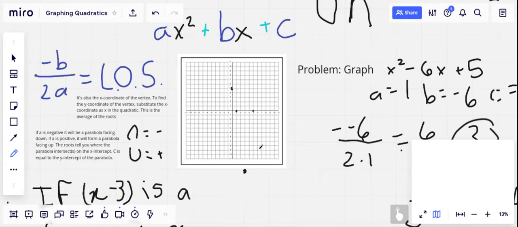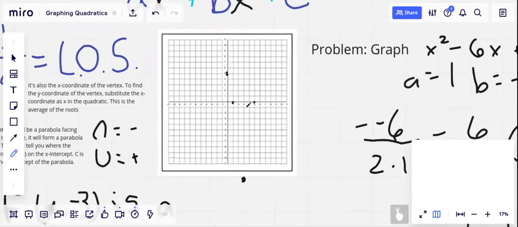Another thing about parabolas is that they're symmetrical. That means if you folded them in half on the line of symmetry, which in this case is 3, you should get two equal halves, and the points should match up. So there's a 5 here, and there could also be a 5 right here. So we have enough points to plot the parabola.